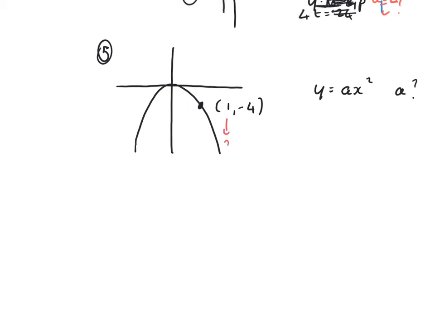Straight substitution: when the x-coordinate is 1, the y-coordinate is minus 4. So let's sub that in. Where I see x, I replace it with 1, and where I see y, I replace it with minus 4. Okay, so now I've got minus 4 equals, well, a times 1 squared is just a times 1, and that's a. Final answer, a equals minus 4.